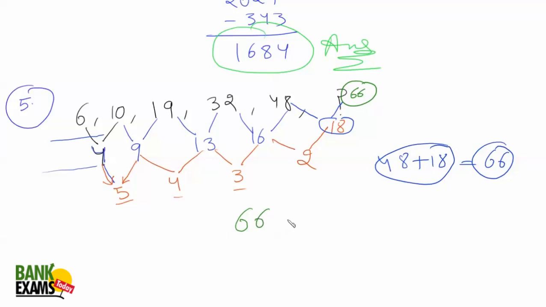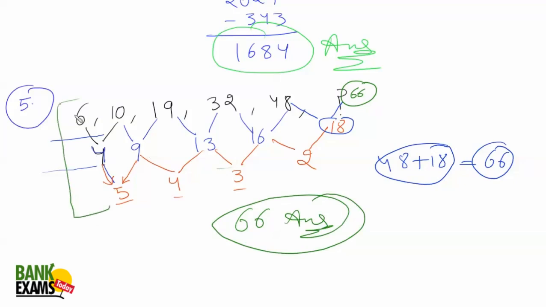66 is our answer. So it was a two-step question. It was a little bit tricky. The first four questions were easy, but this one was tricky. But you could easily score 5 out of 5 within 5 minutes. That was an easy paper, according to me. You can easily score 45 to 50 if you have prepared for the exam for 3 or 4 months.